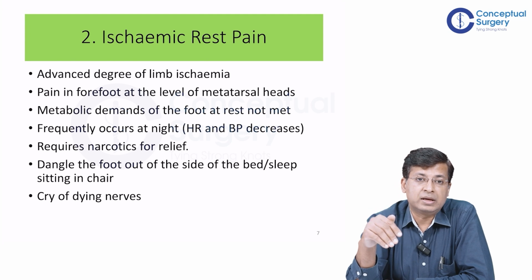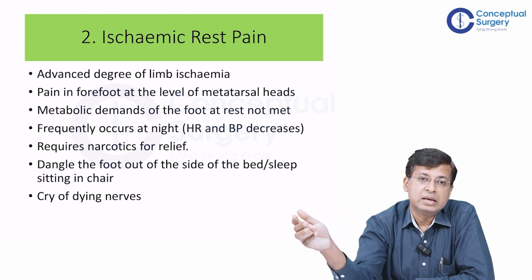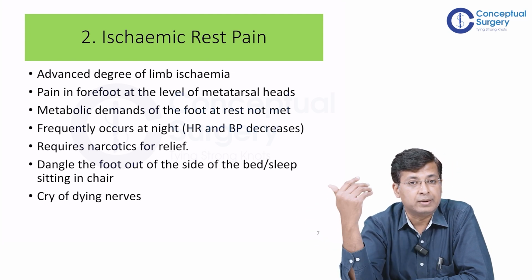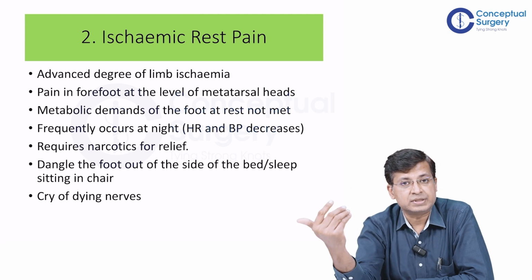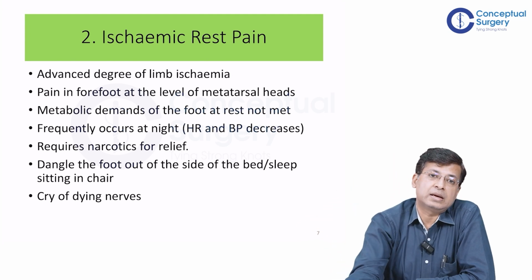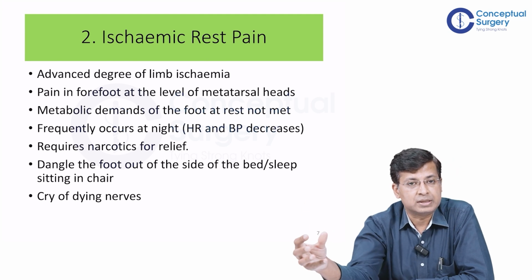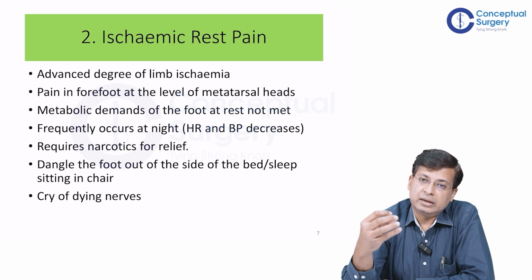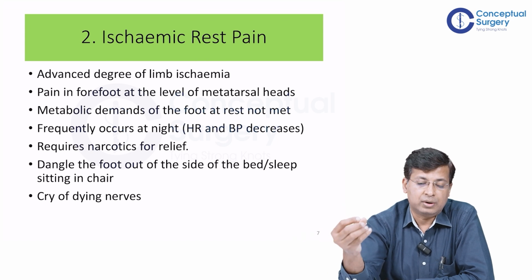The pain is so severe that it is not alleviated by normal analgesics, over-the-counter drugs, and the patient often requires narcotics for relief, and many of these patients ultimately become addicts of these narcotics. And the classical description of ischemic rest pain is that it is the cry of dying nerves. The pain originates not from the deeper structures but from the somatic nerves, because the ischemia is so severe that the metabolic demands of the skin and the nerves supplying the skin are not met.